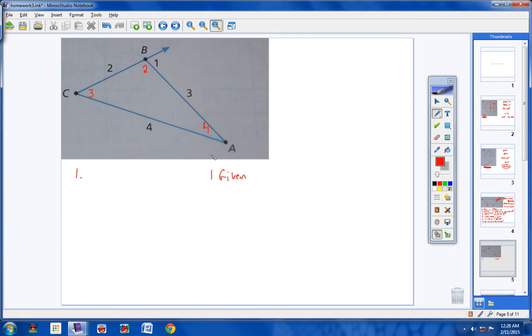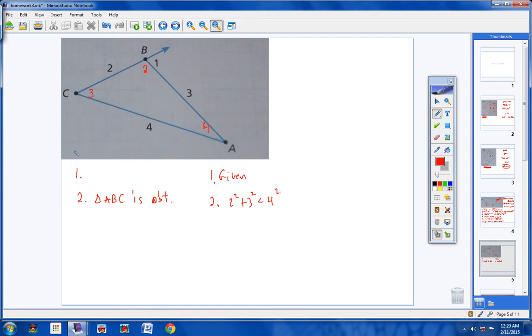Then next, I stated that triangle ABC is obtuse. And how did I know that? Well, right here, guys, because 2 squared plus 3 squared is less than 4 squared, okay? So that is how I knew that.